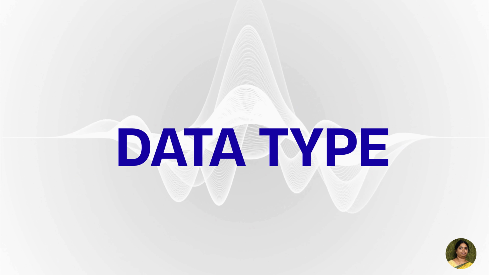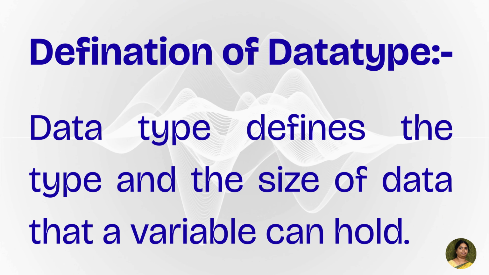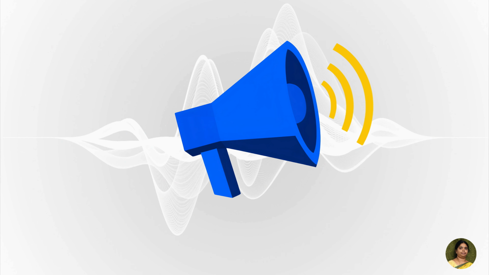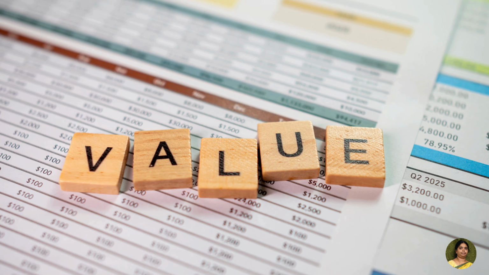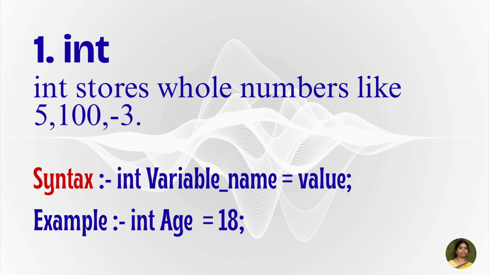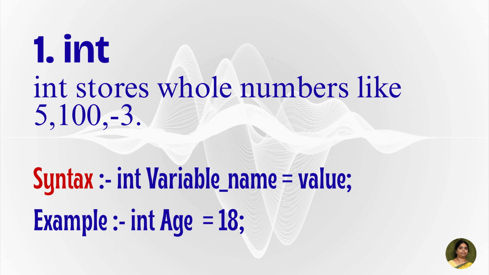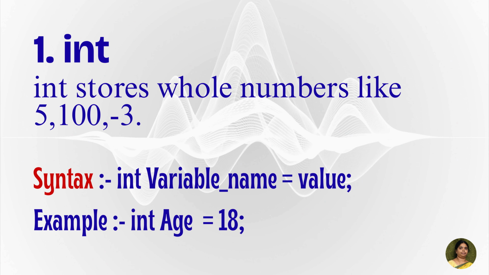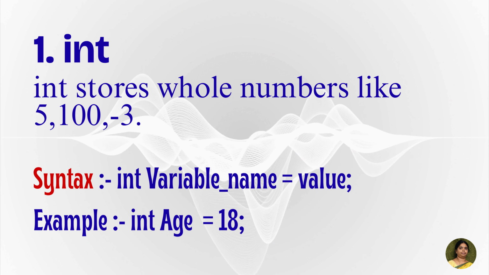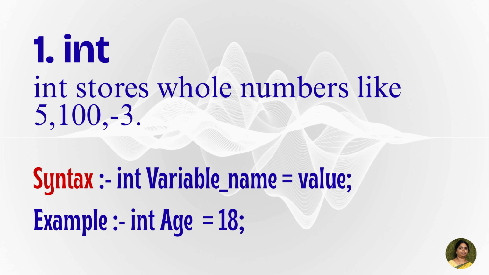Now we will study data types with syntax. A data type specifies the type of data that a variable can store. Simply, a data type tells the computer what kind of value will be stored inside the variable. The types of data are int. Int is used to store whole numbers. Syntax: int, variable name, let's assume age, and the value will be 18. So it will store 18 or 20, 100, -5, but it will only contain a whole number.